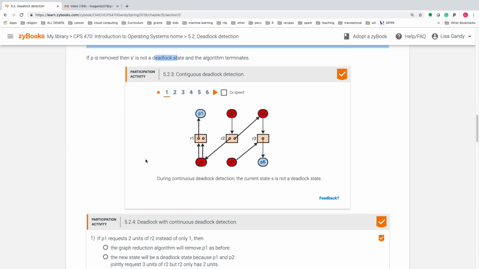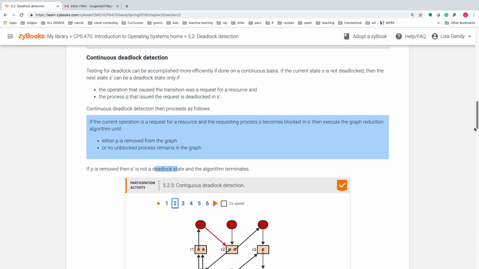Okay, so during continuous deadlock detection, the current state is not a deadlock state. It's just telling us that there's no deadlock happening here. Now, P1 is going to request R2. P1 becomes blocked, and so at that point, it's a request.